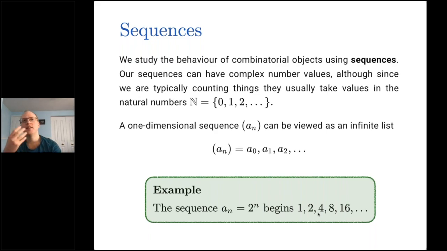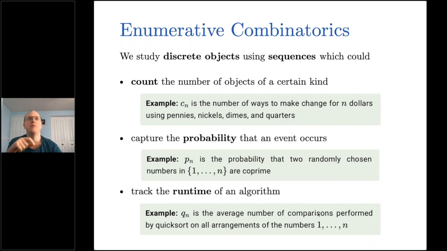So sequences will somehow encode something about our objects, and that'll allow us to study these objects. If I have a discrete structure, a discrete object, the sequence could do a lot of different things. One thing it could do is count the number of objects of a certain kind. For instance, C_n is a sequence that counts the number of ways to make change for n dollars using pennies, nickels, dimes, and quarters.